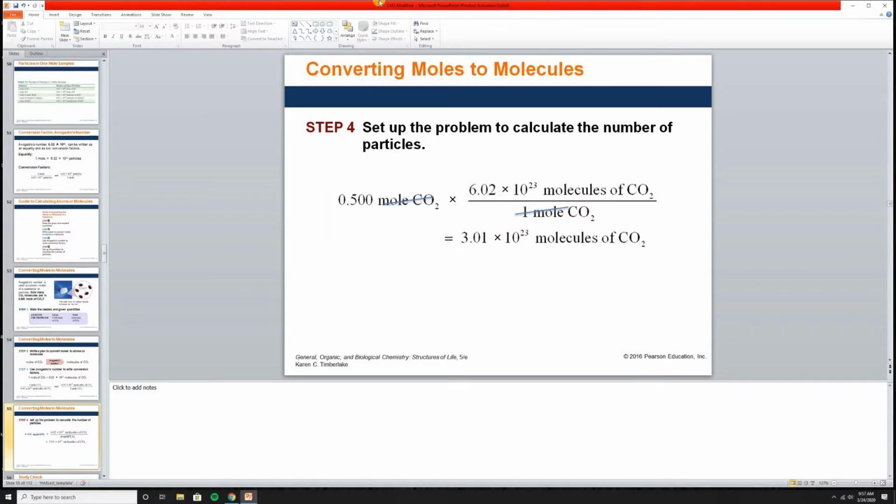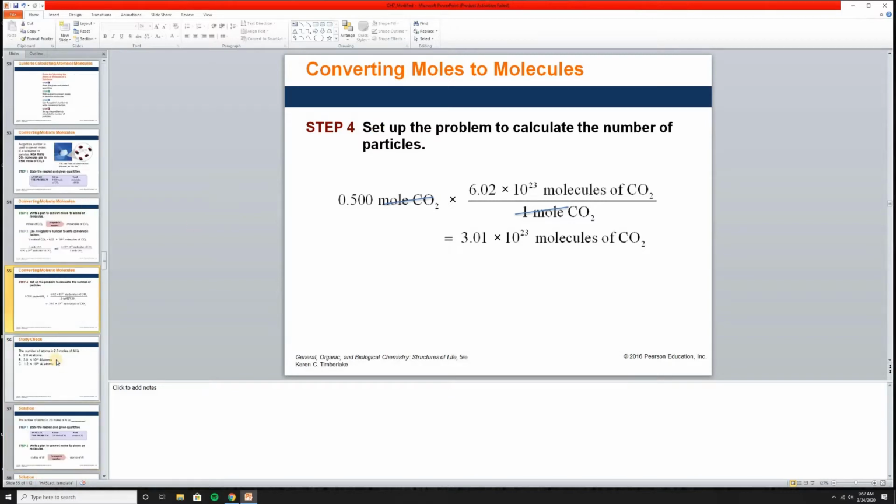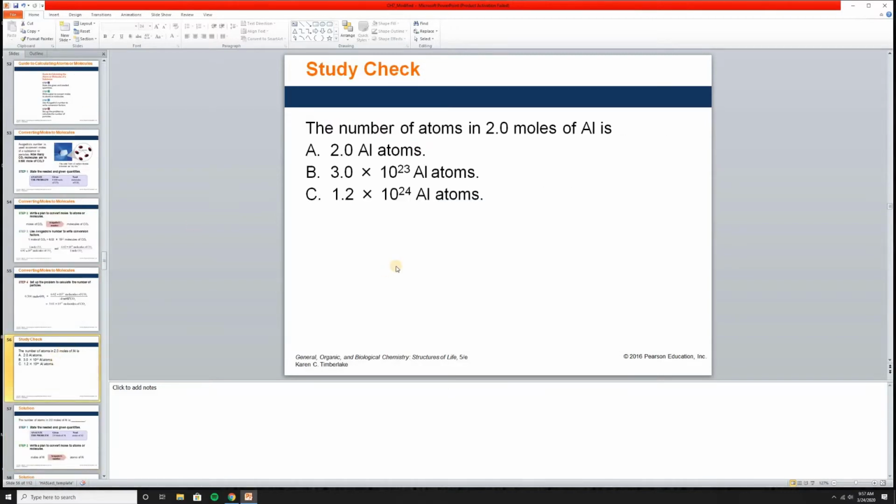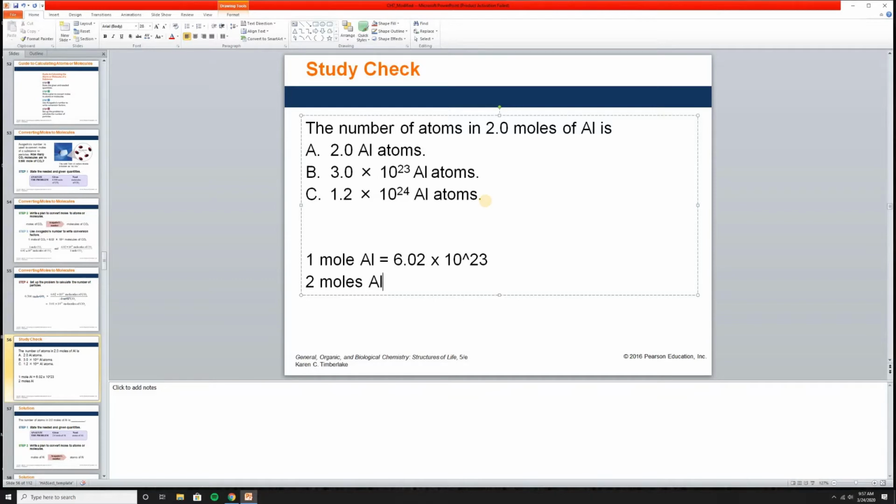We're simply converting: if 1 mole is 6.02 times 10 to the 23rd, then how many is 0.5 moles? That's what we're doing. Okay, cool. All right, here we go, another one. The number of atoms in 2 moles of aluminum is what? We know that 1 mole of aluminum, of anything, is 6.02 times 10 to the 23rd. Now, what is 2 moles of aluminum? You just multiply it by 2.